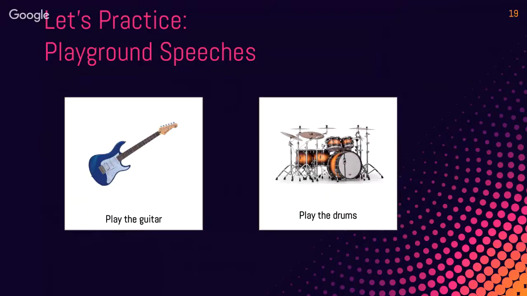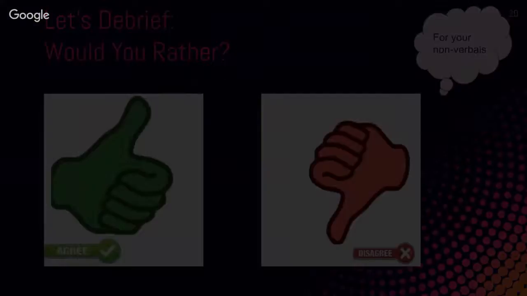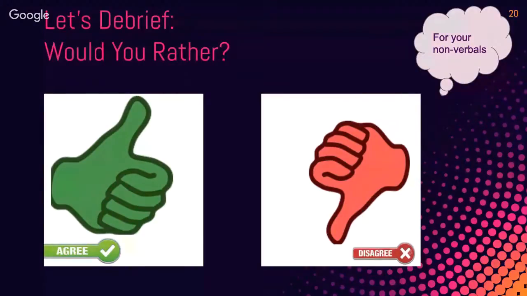And then we can come together and form a big circle and then talk about reasons for choosing guitar or drums using our stems. Another thing that you can do for your nonverbals is to have some picture cues.